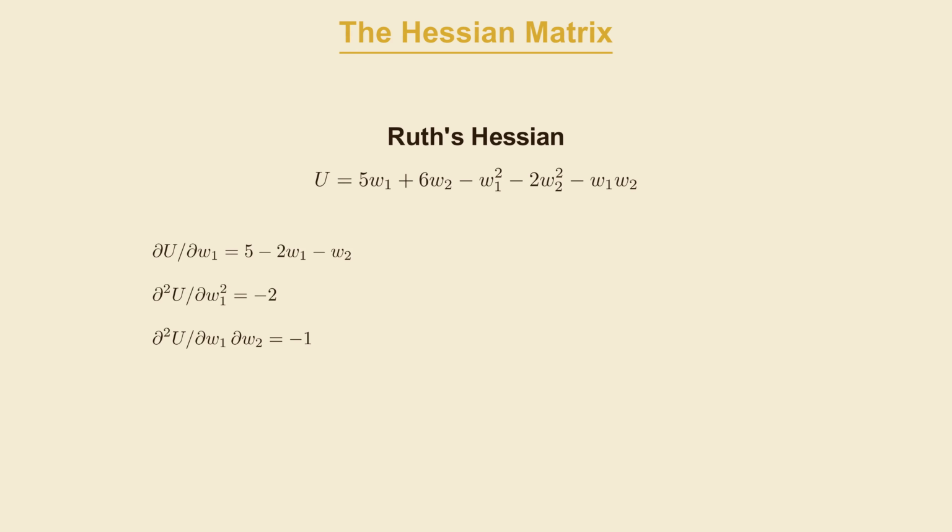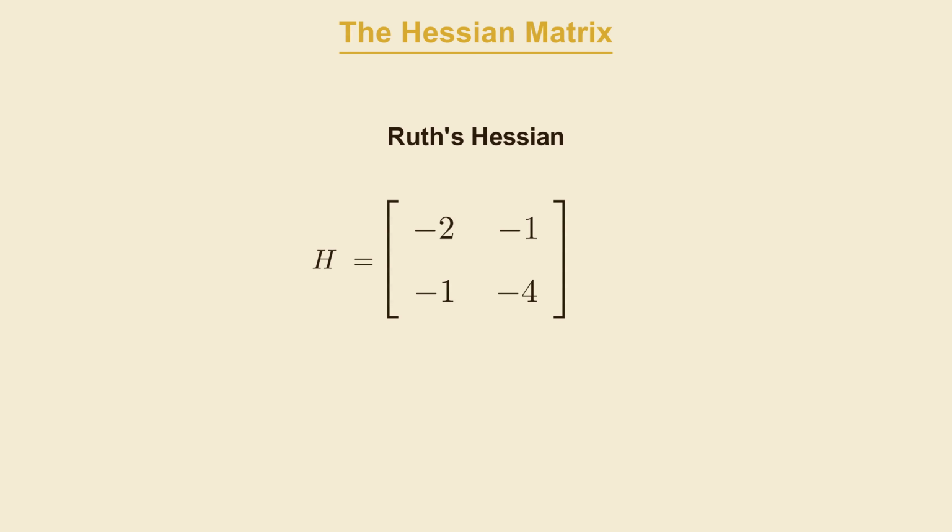For the bottom row, we start with the partial with respect to w2, which was 6 minus 4w2 minus w1. Take the partial with respect to w1, and you end up with negative 1. Take the partial with respect to w2, and you end up with negative 4. So the bottom row is negative 1, negative 4. The Hessian is the matrix with the negative 2 and the negative 1 in the top row, and then the negative 1 and the negative 4 in the bottom row. Notice that the off-diagonal entries are both negative 1, which is what Young's theorem promised.